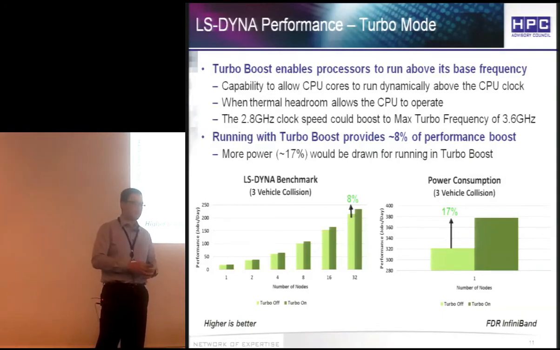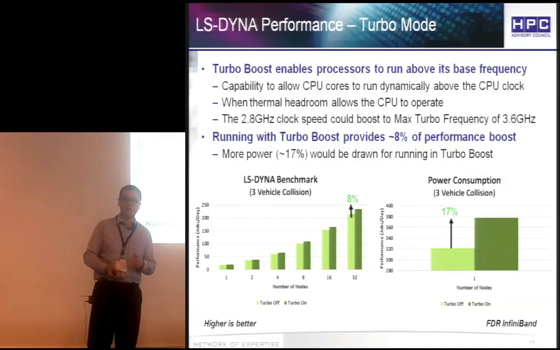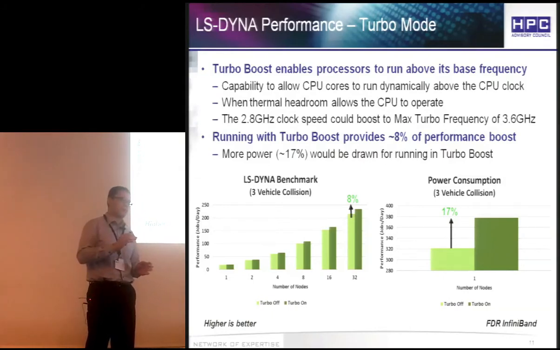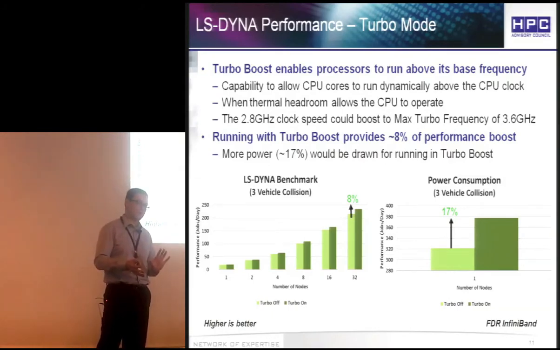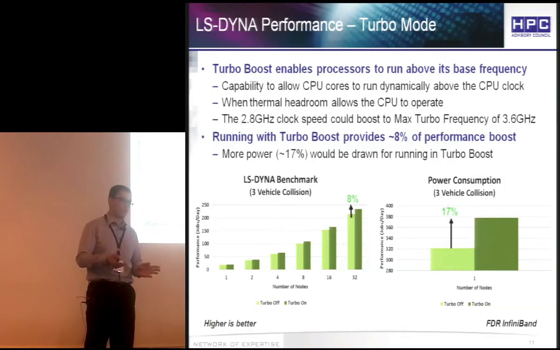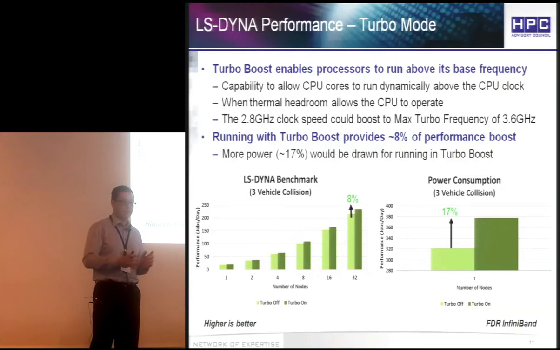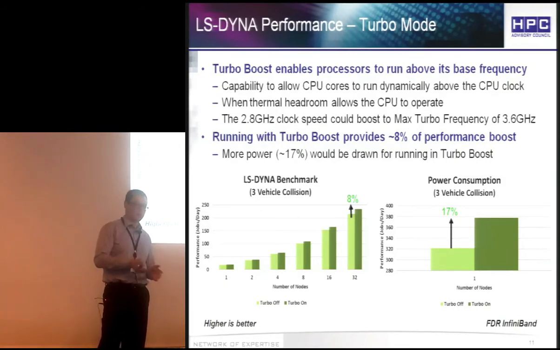Turbo mode, as you know, allows the CPUs to dynamically clock up to a level that would still be safe to operate. But it also depends on the environmental part of it, meaning the system temperature will not exceed its safe limit. By clocking up using turbo mode, we can see a benefit in application performance.